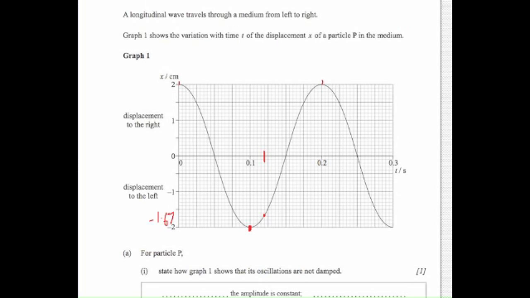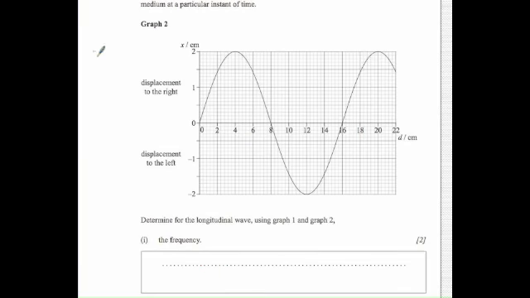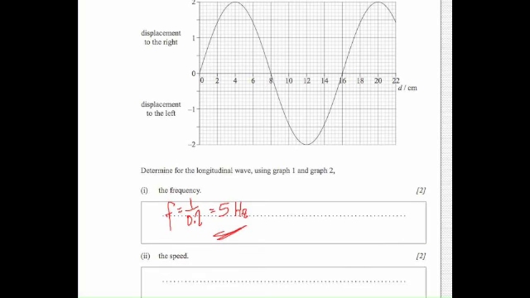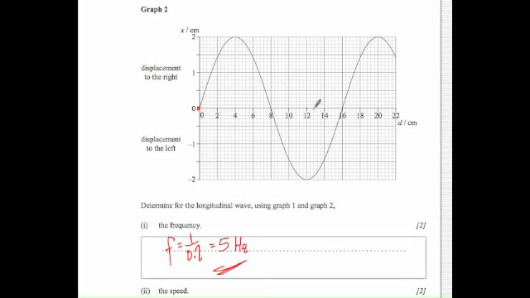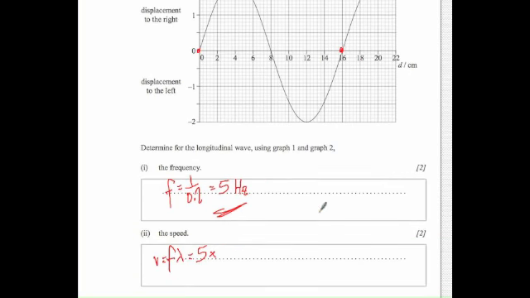Back to the first graph. Well, the first graph, the period was 0.2, so frequency is 1 over the period, so 1 over 0.2 is 5 Hertz. And speed, well, in order to find the speed, we can use v equals f lambda. And we know the frequency is 5 Hertz. The wavelength we can read off the second graph. The wavelength from here to the same point on the next wave is 16 centimeters. So 5 times 16 gives us 80 centimeters per second, or 0.8 meters per second.